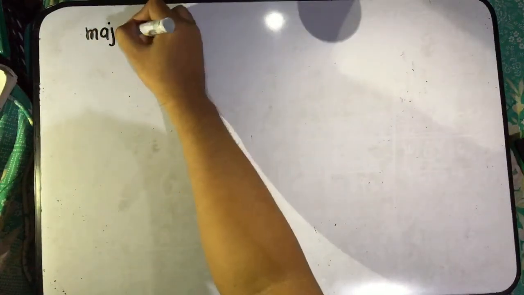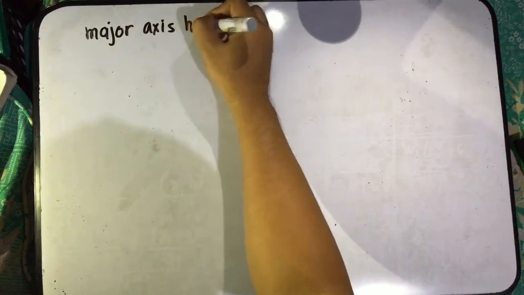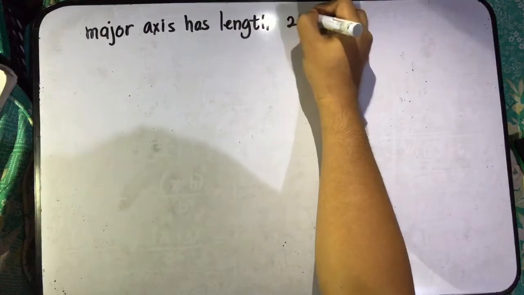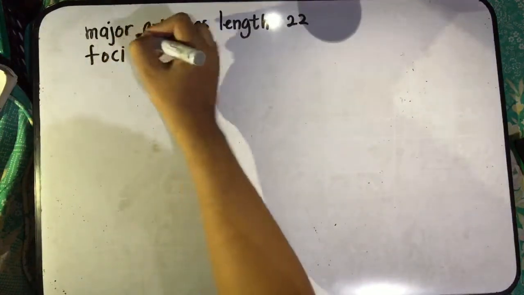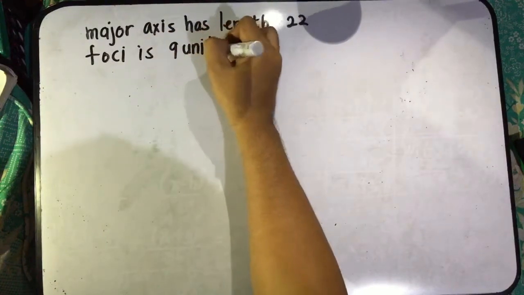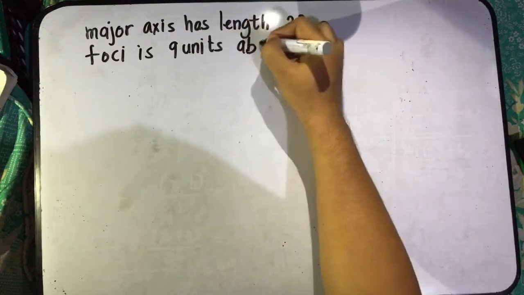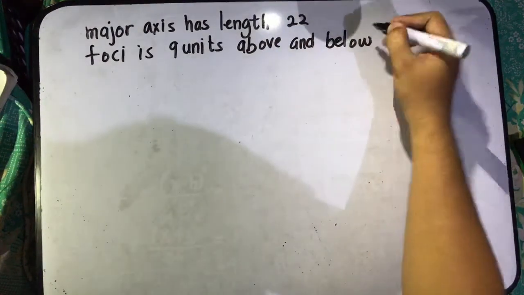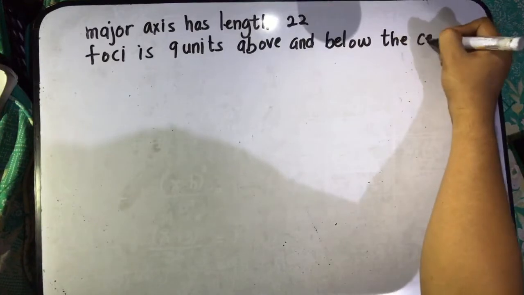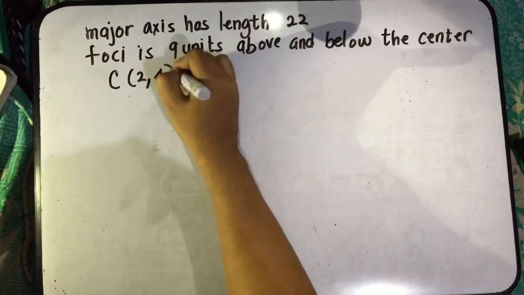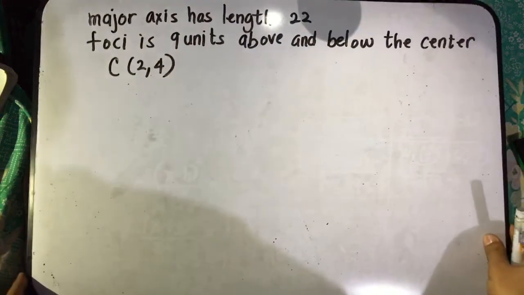So, the first condition is that the major axis has length 22. The second condition is the foci is 9 units above and below the center. And where is the center? The center is located at 2 and 4. So these are the given conditions.